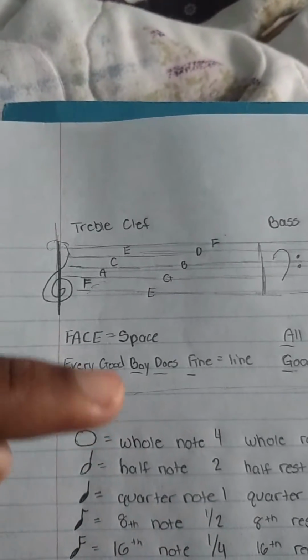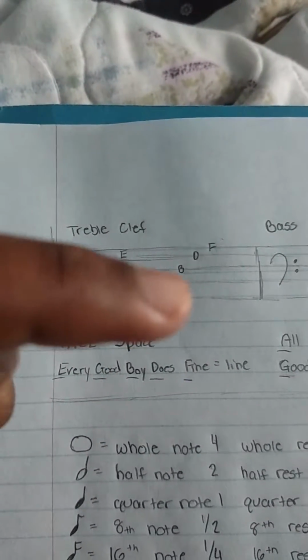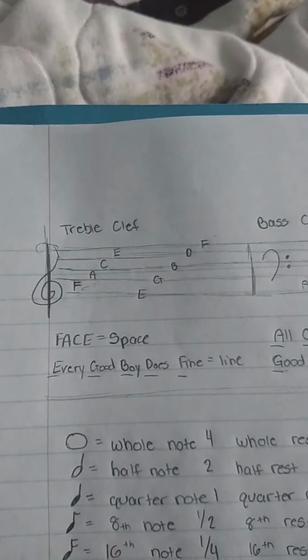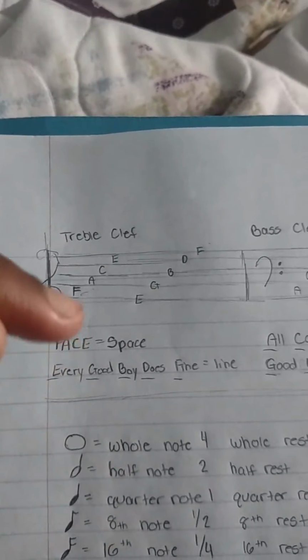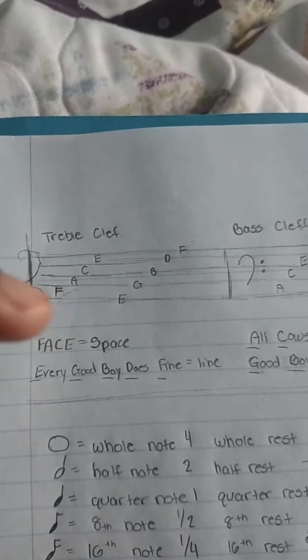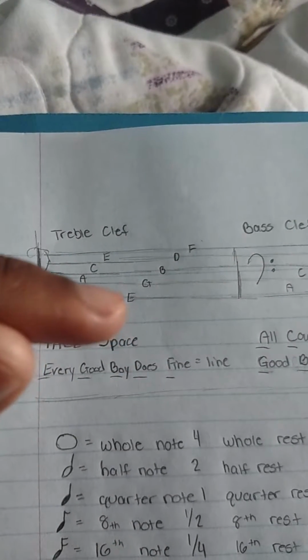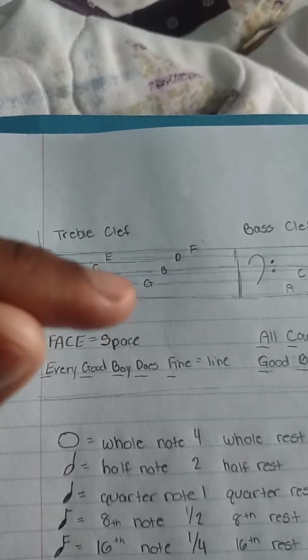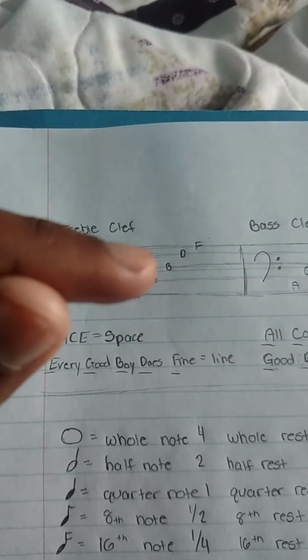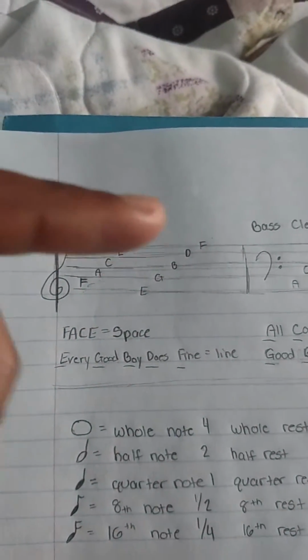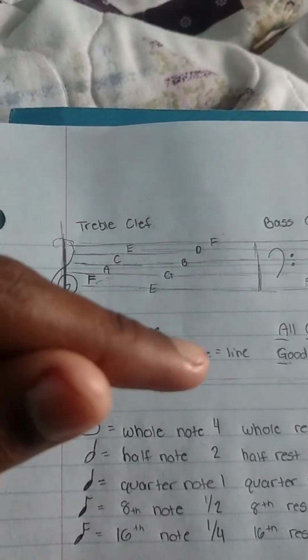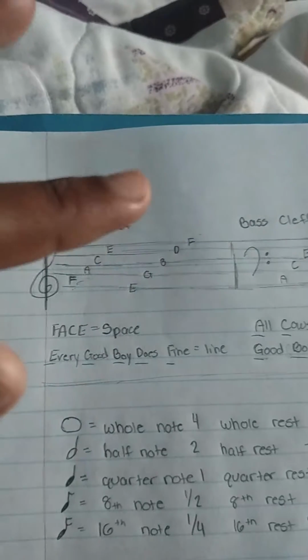Now for the lines, I learned every good boy does fine. And like I said, the notes, if it's on there, it's not going to change. So if a note's on this line, it's going to be E. Or if a note's on this third line, it's always going to be B. It doesn't change. This is kind of like your little cheat sheet, your key.